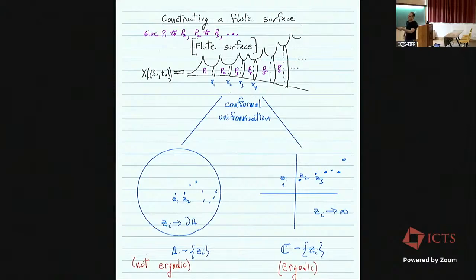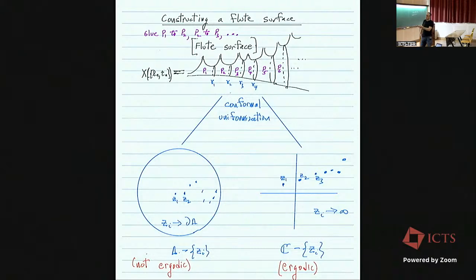If this happens, if the conformal uniformization is here, then the geodesic flow is not ergodic. And the reason for that is that this carries a Green's function. Here, the geodesic flow is ergodic. The reason for that is that you can't construct the Green's function here. If you try, there's a little bit of work to do this.